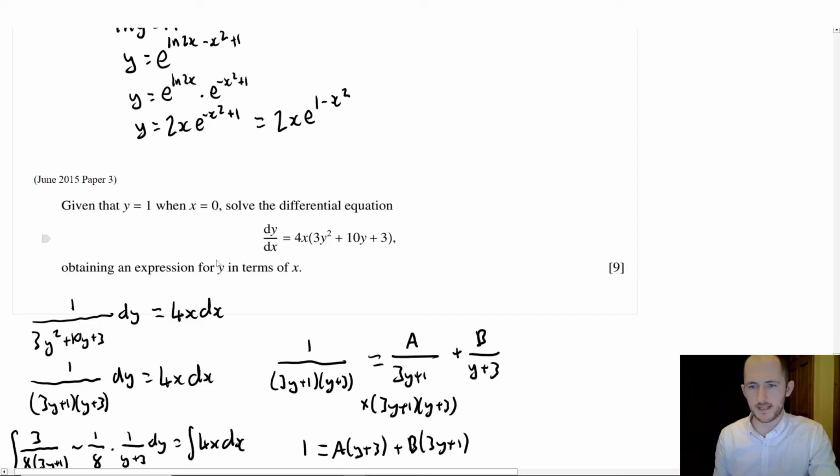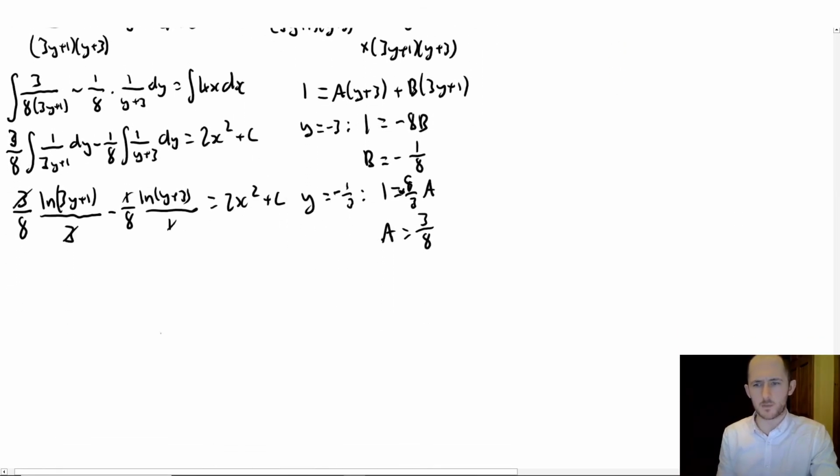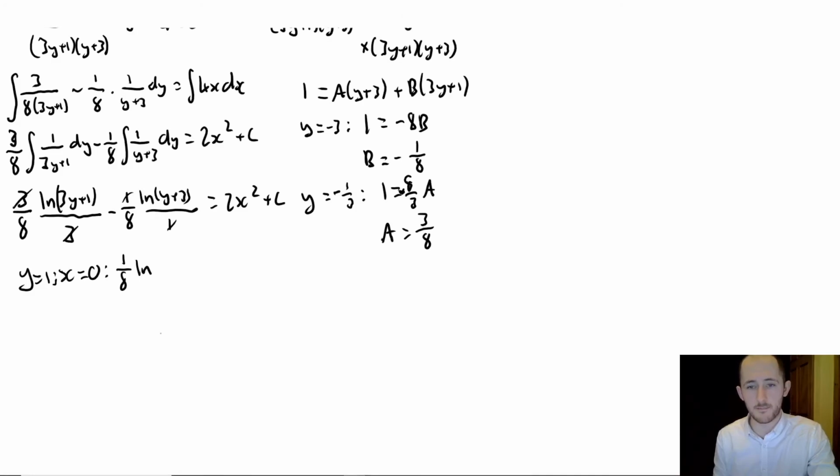If we go back up to the beginning, it says y is 1 when x equals 0. So let's work out what c is first. So we have 1 over 8 ln. 3 times 1 is 3, plus 1 is 4, right? So into this bit. Minus 1 over 8 ln 1 plus 3 is also 4. So those two cancel, that's very nice. And then we have 2 times 0 squared plus c. So this all cancels. This is obviously 0. So c is 0. We don't have a constant of integration.